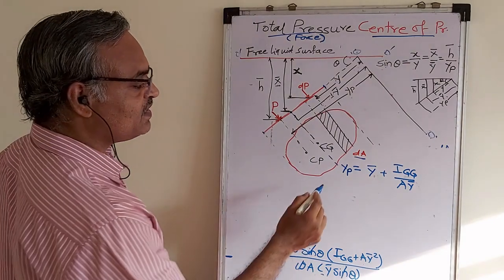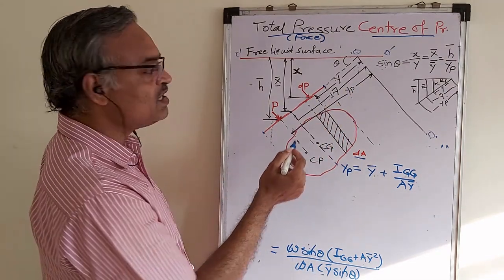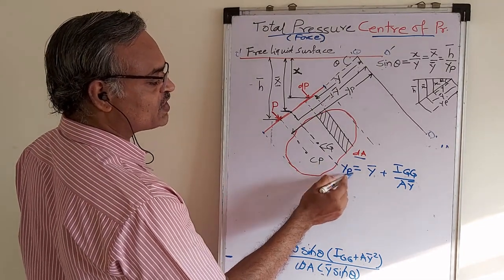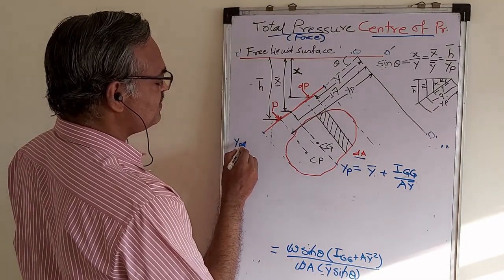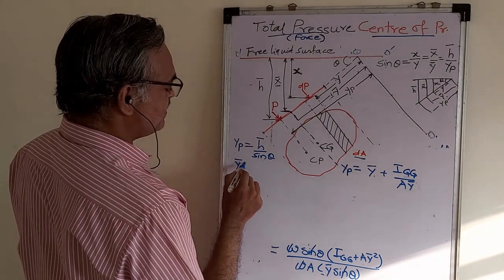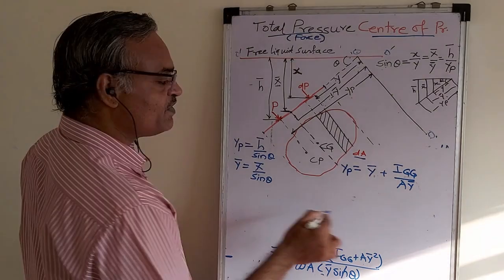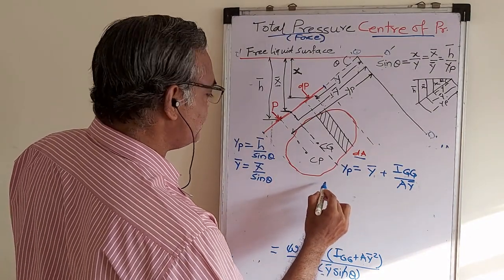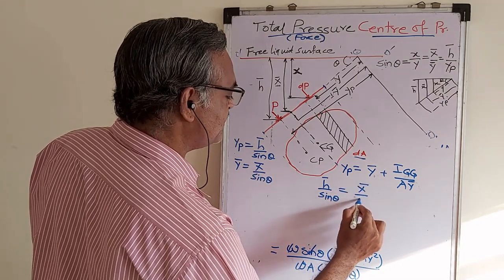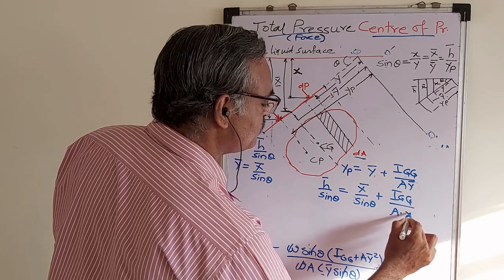Now again, observe this trigonometry. We don't want this equation in terms of yp, y bar like this, because these are for reference purposes. The original distance that we are going to use is h bar or x bar. So let us find out the alternative equations for yp. From this trigonometry, you can see yp is equal to h bar upon sin theta, right? And y bar is equal to x bar upon sin theta. So replace this into this equation. So we get h bar upon sin theta is equal to x bar upon sin theta plus IGG upon A into x bar upon sin theta.